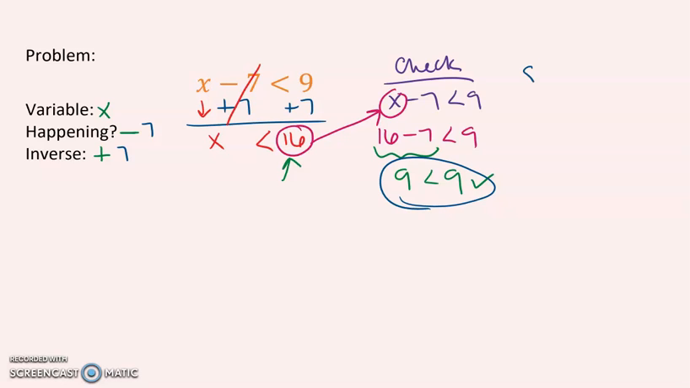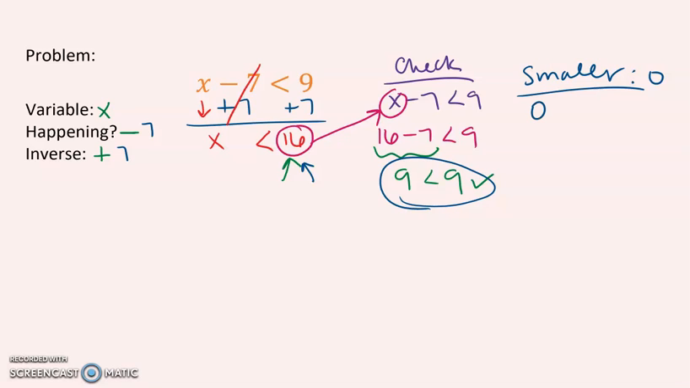And I'm also going to check a number smaller and a number bigger than the answer that we got. So something bigger and smaller than that 16. My number that's smaller, my favorite one to choose is 0. It makes everything a lot easier.